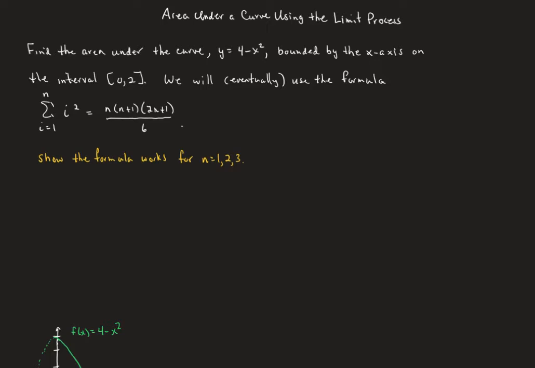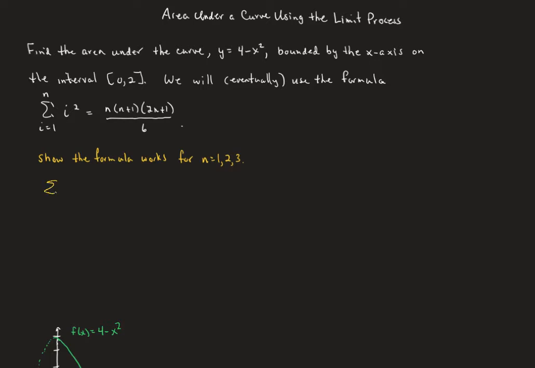In order to do this, we're going to take advantage of this formula, which is given by the summation i equals 1 to n of i squared is equal to n times n plus 1 times 2n plus 1, all over 6. So first, let me just demonstrate how this formula works, and that it really does work for n equal to 1, 2, and 3. So hopefully you can at least believe it a little bit.